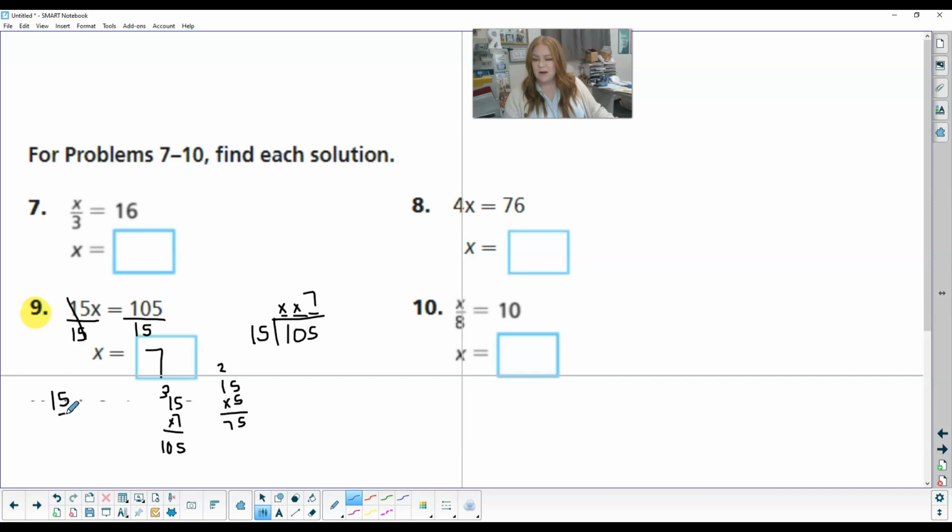If I check my work, 15 times 7, which I did right there, is 105. So x equals 7. So every time, identify what they are doing, do the opposite of it to get the variable alone, and do the opposite to both sides to keep your equation balanced. Make sure you choose 7 from page 293 to complete for your practice.